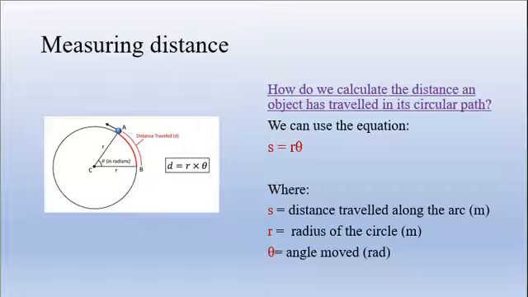Distance equals radius times theta, where S is the distance traveled along the arc, r is the radius of the circle, and theta is the angle moved in radians. So here we take into account the angle the object has moved along its circular path, and we measure that angle in radians.